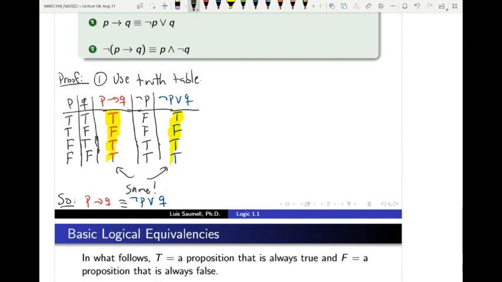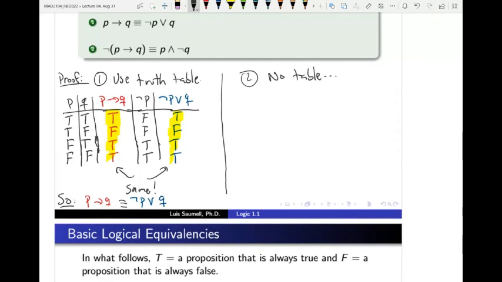So as with number 1, let's prove number 2. This time I'm going to do it with no table. Okay? Let me show you. All right. Basically, the idea is I want to show that the left is logically equivalent to the right.